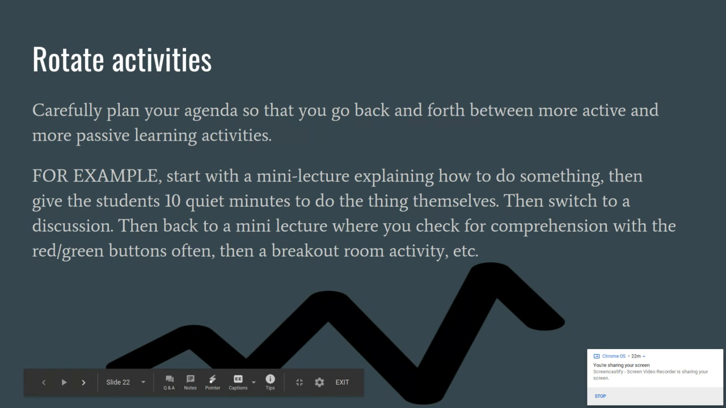So what are peaks and valleys? It's times when kids are more active in class and times when they're more passive in class. So maybe you start with a mini lecture.